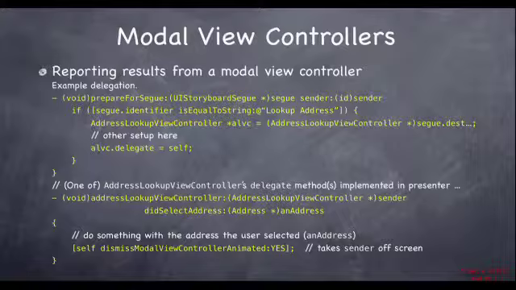Okay, the segue goes on and happens. The address guy, blah, blah, blah. Someone chooses something. They click OK. Then this other message, which address lookup view controller invented, its delegate method, address lookup view controller did select address, sends this back to me. And I do something with that address. Okay, I put that thing up for a reason. Now I do something with it, and then I dismiss it.